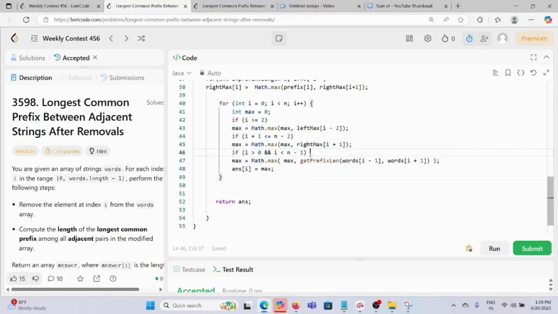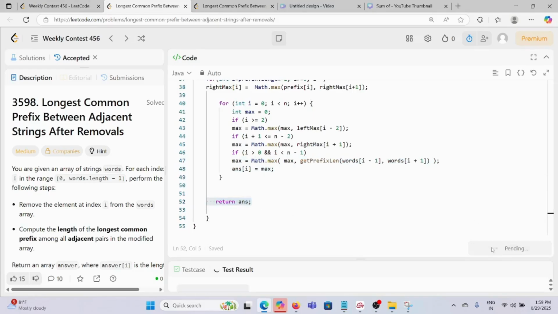Finally, at this location, if I is greater than 0 and I is less than n minus 1, then we take Math.max of this max variable and compare this middle value with the left and right side, that is, the prefix length from the immediate left and right elements of that ith index. So we get this max, and I populate the answer with this max, and similarly we will do it for all of them. Finally, we return our answer.